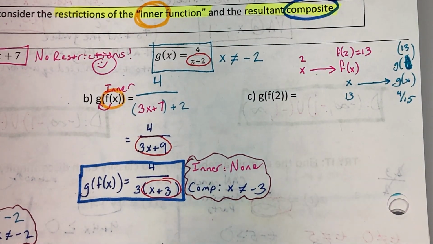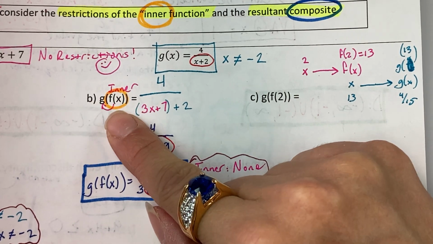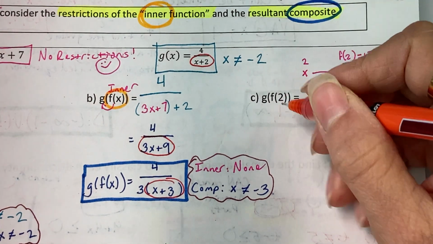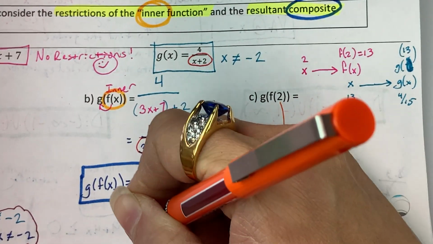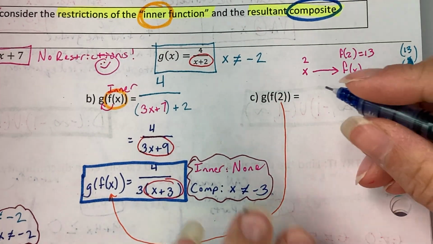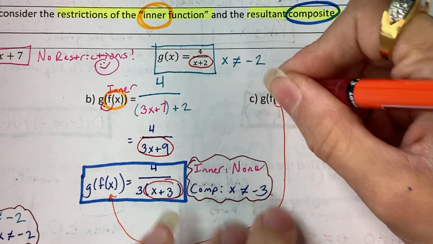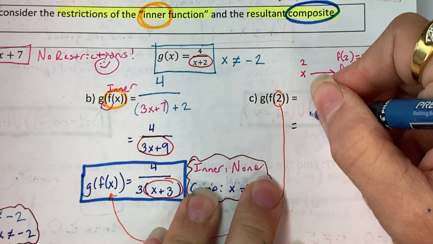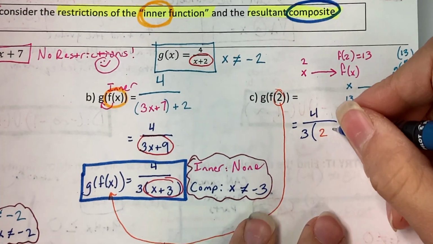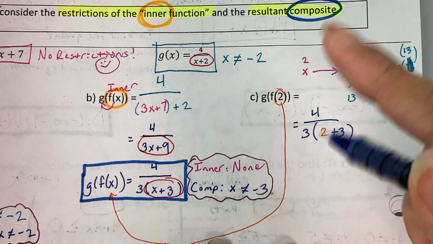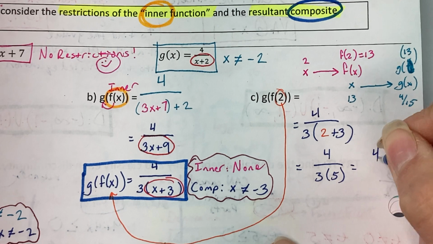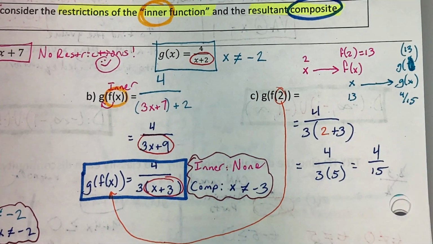So what's nice about this is we have an equation that represents the composite. So I can just take that 2 and plug it in as an input into this equation. So g of f of 2 would be equal to 4 over 3 times 2 plus 3, which gives us 4 over 3 times 5, which is 4/15. So we get the exact same thing.